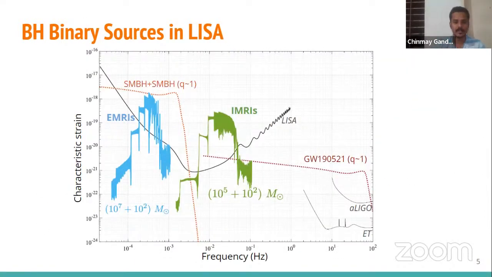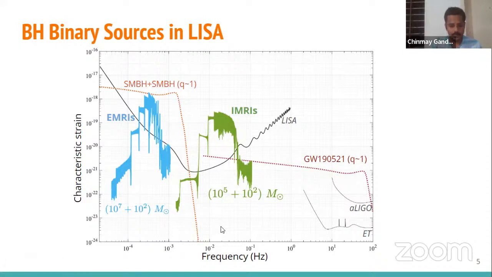In the previous presentation, we noticed that there was one very beautiful image which showed how the different events or different binaries will show in different detectors, and how EMRIs and different modes of EMRIs would show. So here is a very similar plot. The only difference that we have made here is that we have actually plotted the EMRI and IMRI signals in the frequency domain.